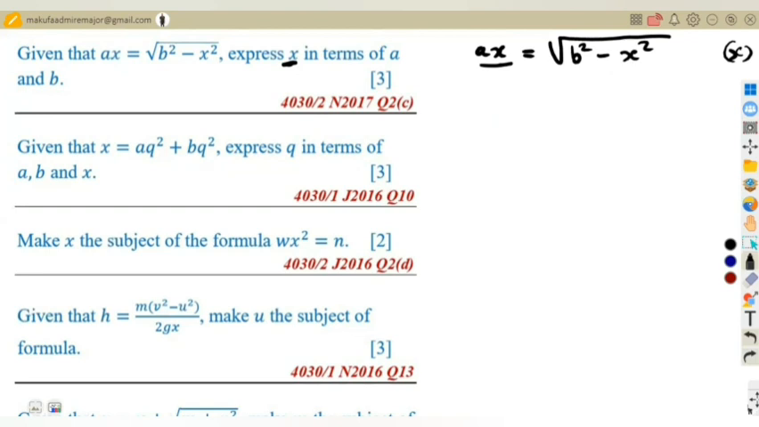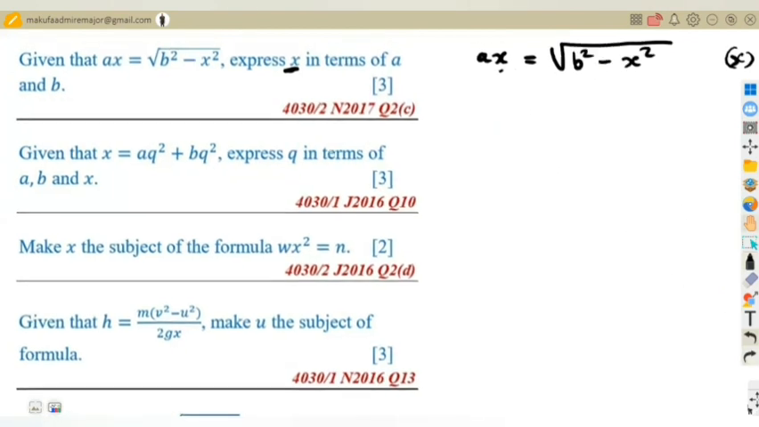So how do we get rid of this? Because here there's x, there's another x. We can get rid of the square root because there's no way for us to remove this x inside the square root other than to square, so that we get rid of the square root. Here, we are going to square everything, so we have a²x² equal to the square and the square root, automatically removing the square root.